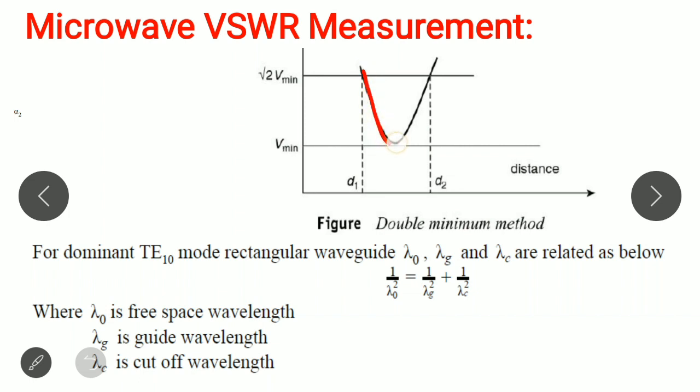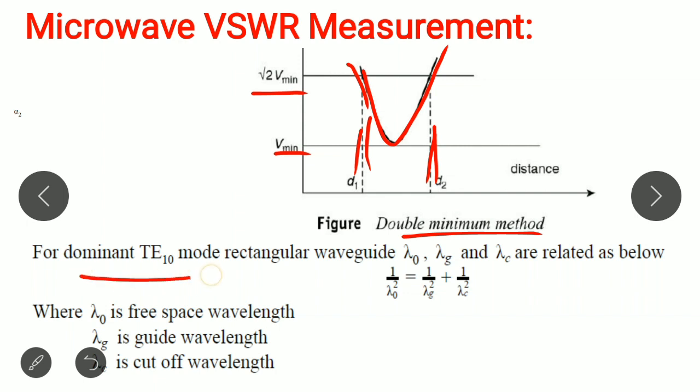So this is the voltage, where we have a V minimum, and this is root 2 times V minimum. So we are taking these 2 points, reading these 2 points.